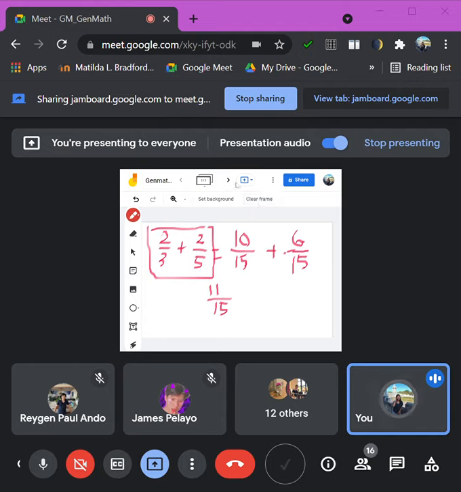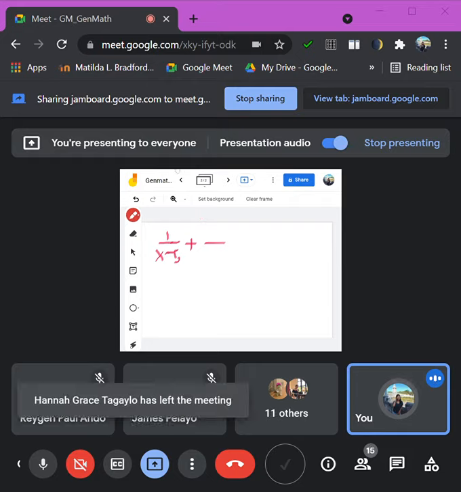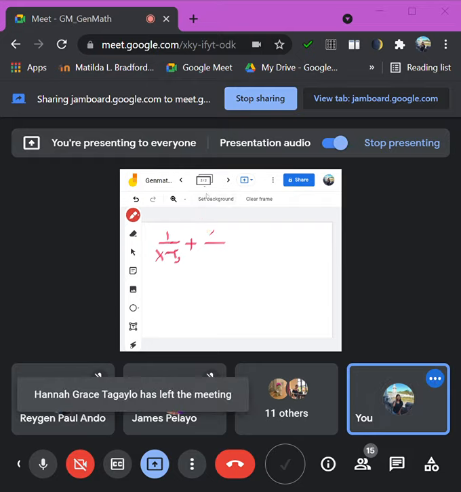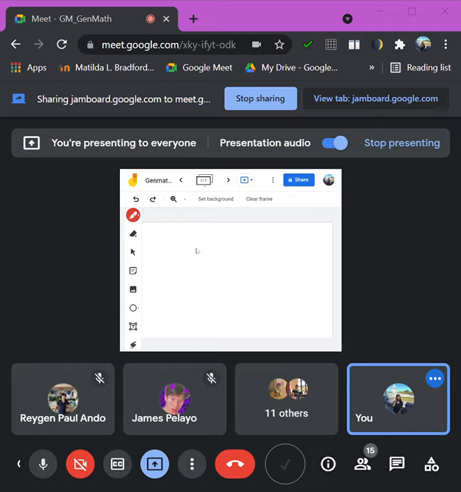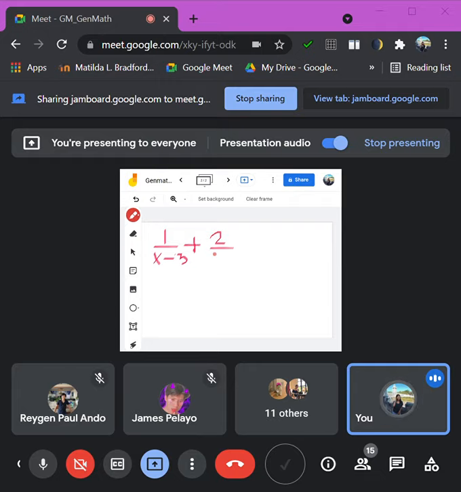Now let's go to the second one. For our second example, we have 1 over x minus 3 plus 2 over x minus 5. Follow the same steps for plus or minus, addition or subtraction. That is the given, class.